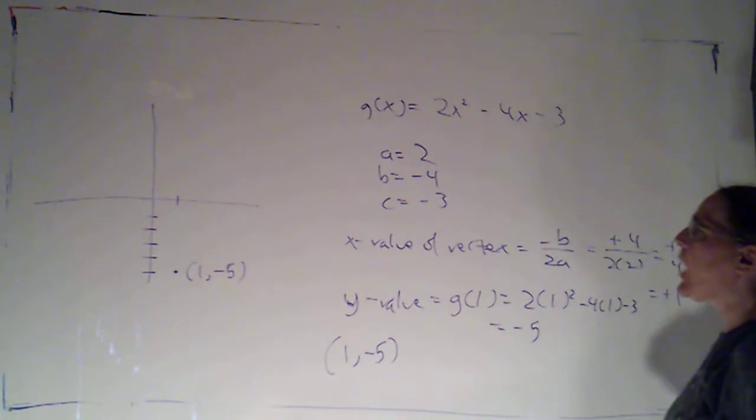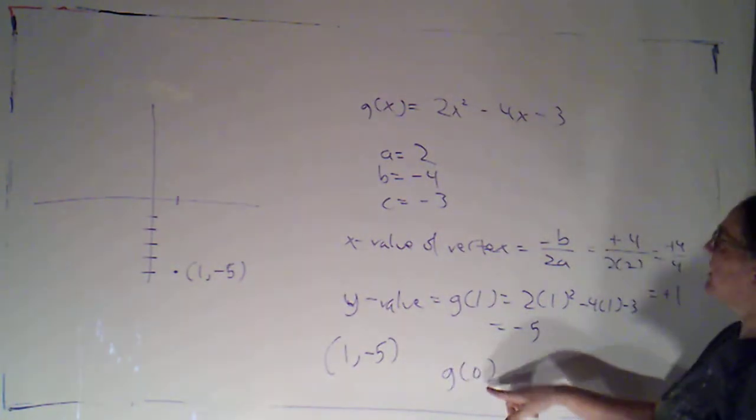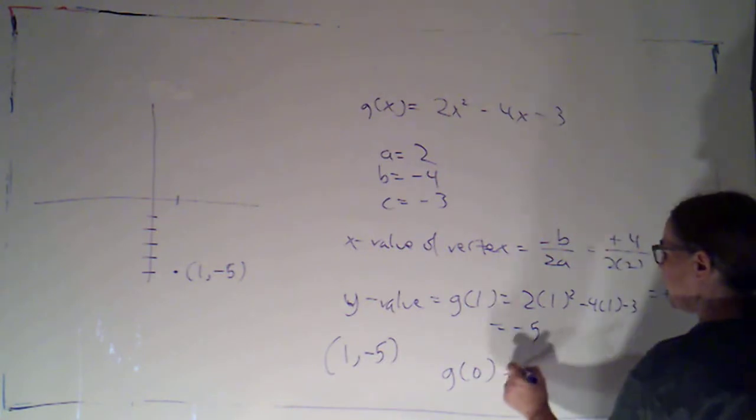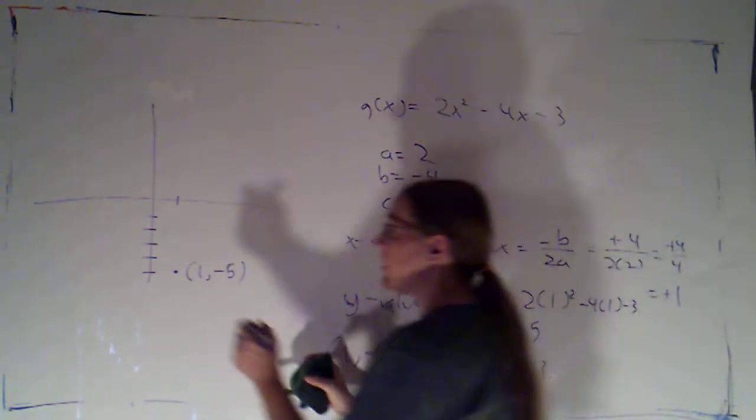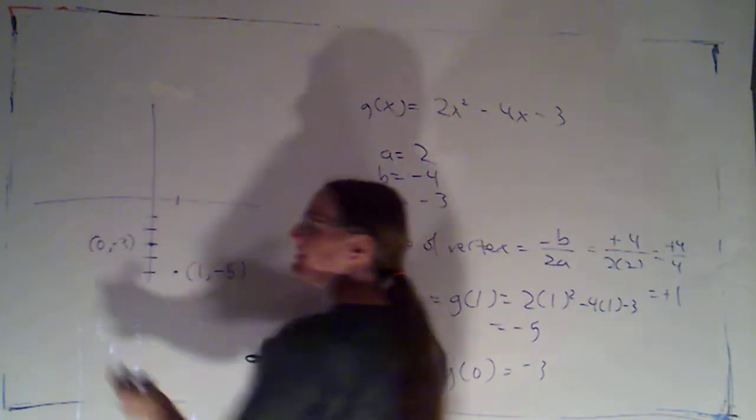Let's go ahead and find our y-intercept next, because that's really straightforward. If I plug in 0, I just get negative 3. So my y-intercept is the point 0, negative 3.